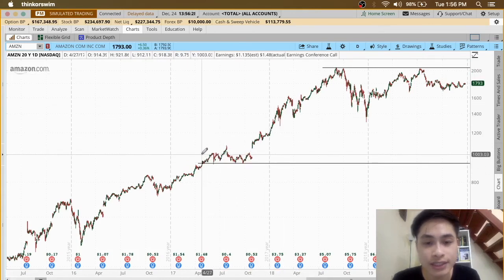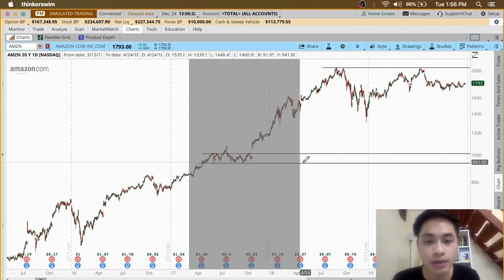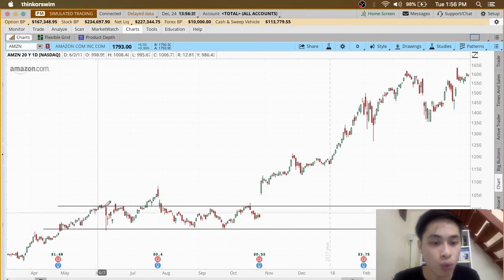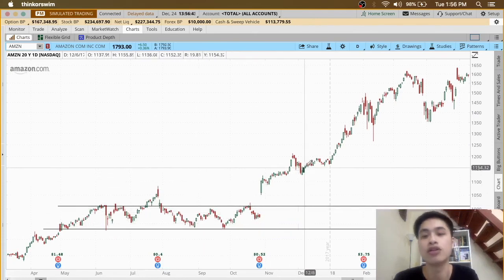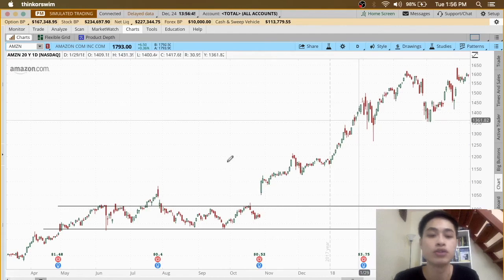There's a resistance level here also, as you can see. Let me zoom in a bit. One test, second test, then it broke up for a while, then it went back down. Third test, fourth test, before it broke out and finally moved forward. So that is the resistance level.